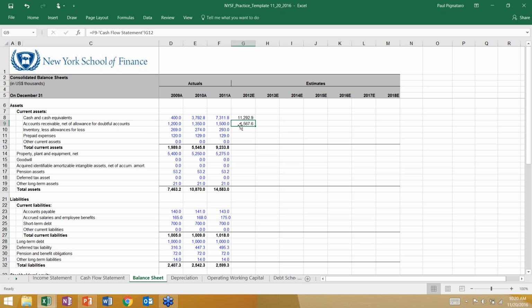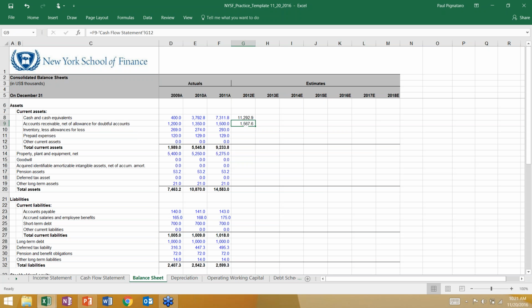AR is one of those tricky things. A little bit difficult to think through. It's more intuitive with inventory, though. Let's talk about inventory. Okay? Inventory is a little bit more intuitive because inventory is like property that you buy. If inventory is going up, that means you're buying property. That means you're spending cash. Inventory goes up, you're spending money. If inventory is going down, that means you're selling the property. Cash goes up.